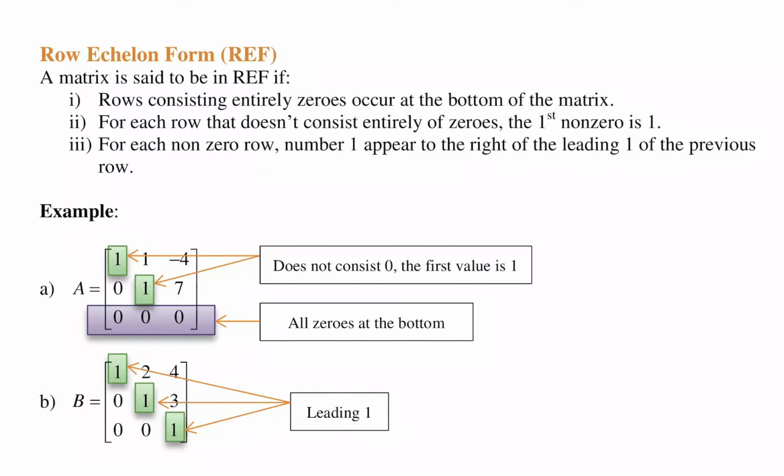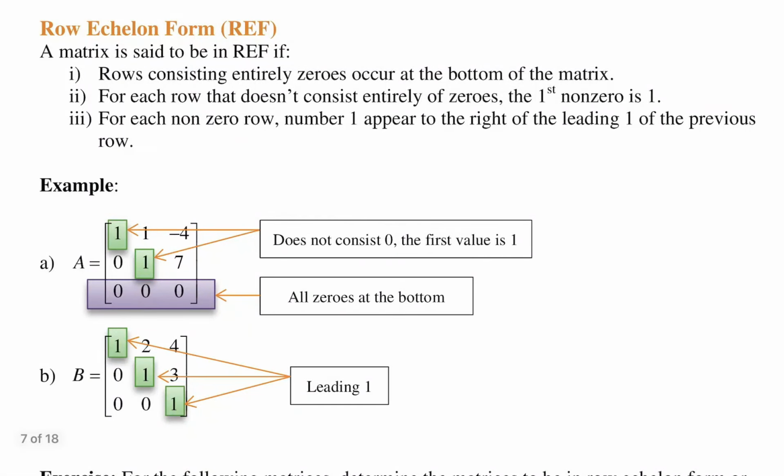Now we look into row echelon form, or we call it REF. So there are three rules that must be fulfilled in order for our matrix to be in REF.